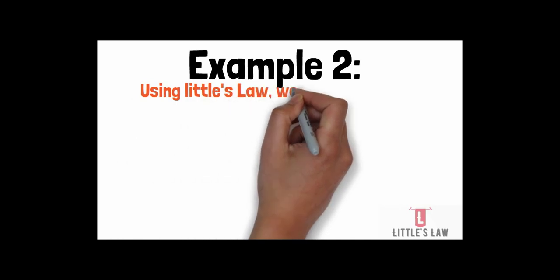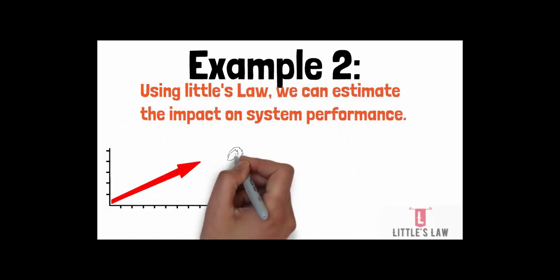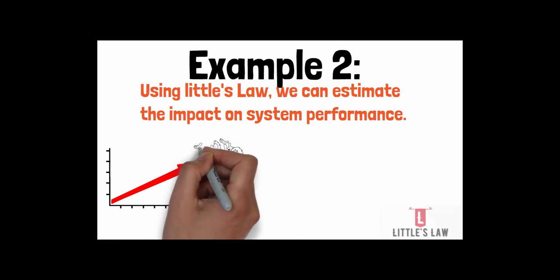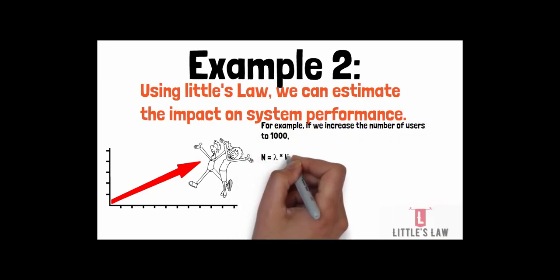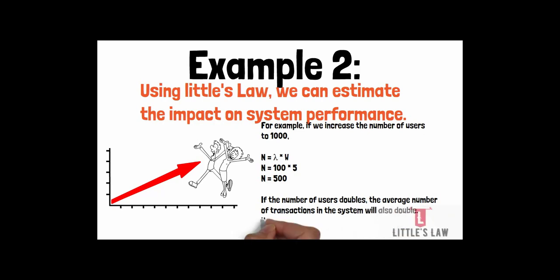Now let's see another example, followed by the same one. In case we increase the number of concurrent users to 1000, we can use Little's law to estimate the impact on system performance. For that, we have the number of users, where N is equal to lambda multiplied by W, which is the average time taken to complete a transaction.